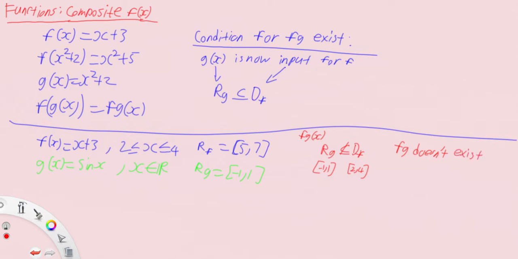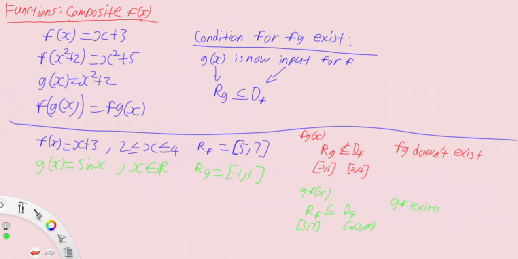However, if you look at gf(x), what do you notice? Now we have to see whether the range of f is a subset of, or equal to, the domain of g. So we note that the range of f is 5 to 7. The domain of g is any real number, or simply negative infinity to infinity. And you notice that 5 to 7 is indeed a subset of the real numbers. Because of that, gf(x) exists, so gf exists.